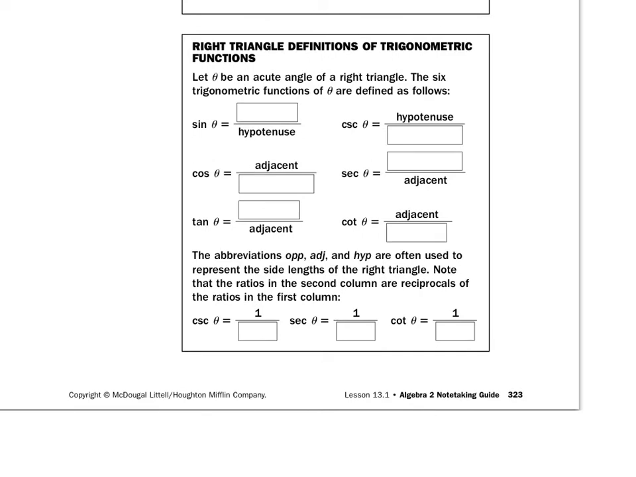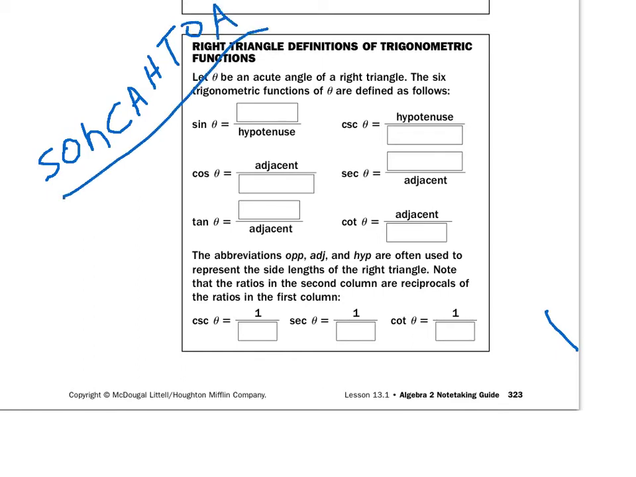Let's take a look right away at the definitions for right triangle trigonometry. And in the beginning of this chapter, that's what we're going to be talking about. It's right triangle trig. So I hope some of you remember SOHCAHTOA, an acronym that helps you to remember the sine, the cosine, and the tangent. And you will see soon that it helps you with the cosecant, the secant, and the cotangent.